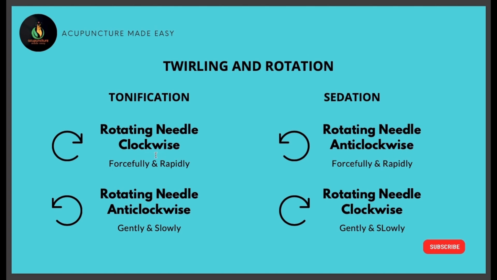So in tonification it is clockwise, forcefully and rapidly, and in sedation it is anti-clockwise, forcefully and rapidly. After first rotating clockwise for tonification, you then rotate the needle anti-clockwise, but gently and slowly. These two combined, twiddling and rotation, give the tonification effect. Similarly, after an anti-clockwise, forceful, rapid rotation, rotating the needle clockwise gently and slowly gives a sedation effect. So these two combined give the sedation effect. That's how you get tonification and sedation by twiddling and rotation of the acupuncture needle.